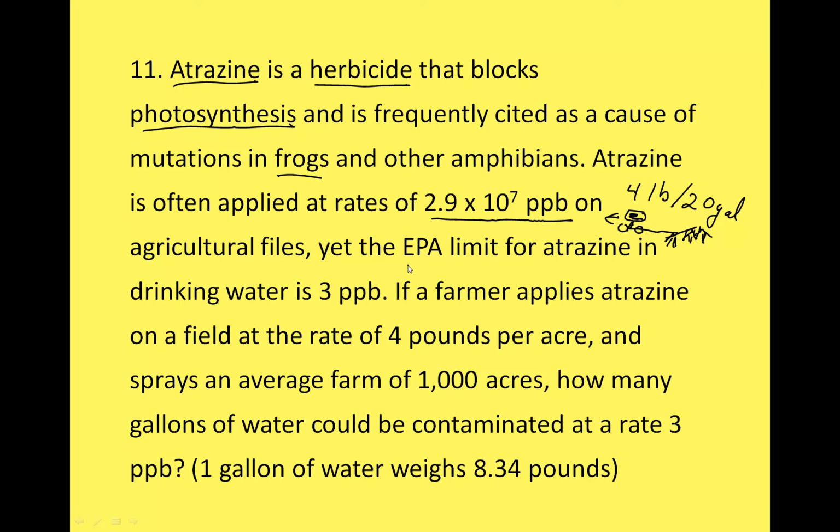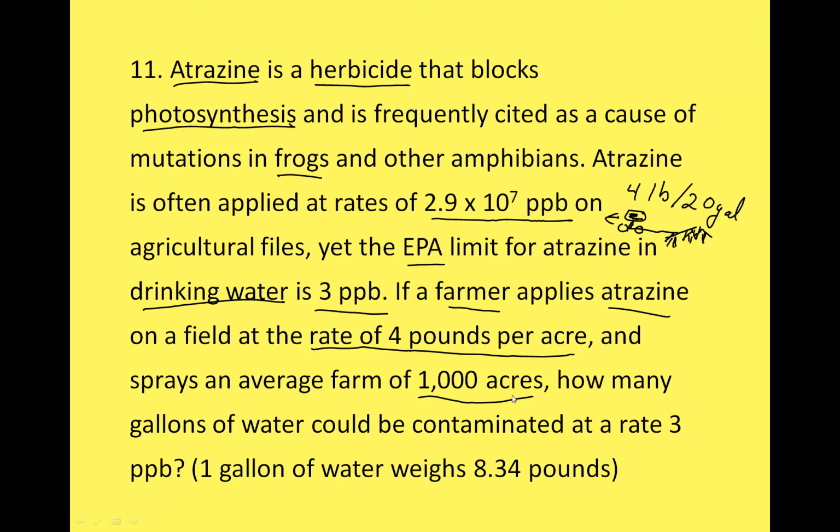But the EPA has set a limit for atrazine in drinking water, which is at 3 parts per billion. That's a lot lower level than the 2.9 times 10 to the 7th parts per billion in the spray tank. So we don't want to be drinking that water. Now a farmer is going to be applying this atrazine on a field at a rate of 4 pounds per acre, and sprays an average farm, let's say, about 1,000 acres.